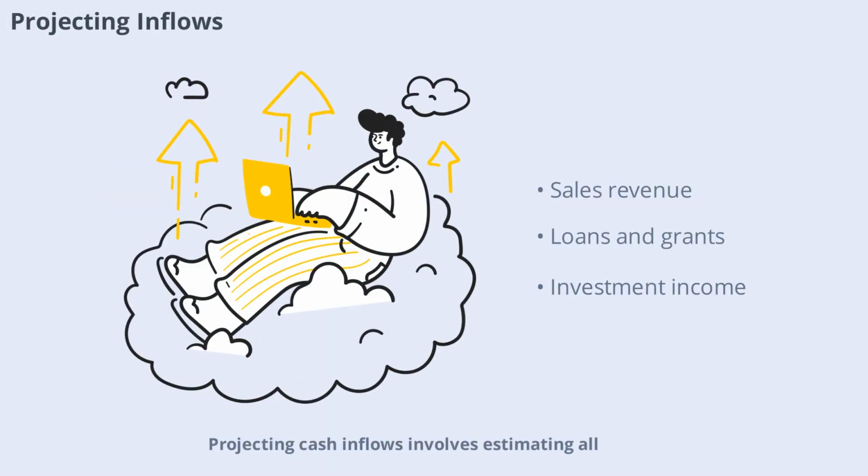Projecting cash inflows involves estimating all sources of incoming cash for your business. This typically includes sales revenue, but may also involve loans, grants, or investment income. Use historical data as a guide, but adjust for any expected changes, such as new products, market trends, or economic conditions. Accurate inflow projections are crucial for a realistic cash flow forecast.